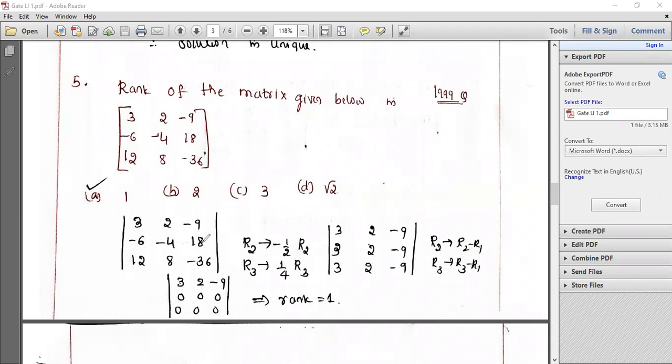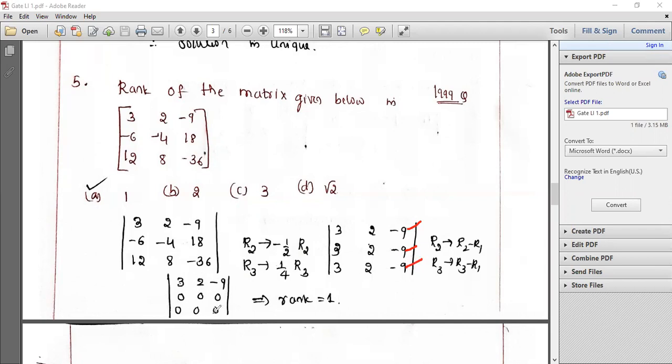We try to make many zeros here. So from R2 we can take 1 by 2 minus 1 by 2 out, and from R3 we can take 1 by 4 out. If I do that, then I'll be getting 3 2 minus 9, 3 2 minus 9, 3 2 minus 9. So with the help of this R1, I'll just change R2 and R3. R2 changes to R2 minus R1, and R3 also changes to R3 minus R1. If we do that, then we'll be getting this particular determinant.